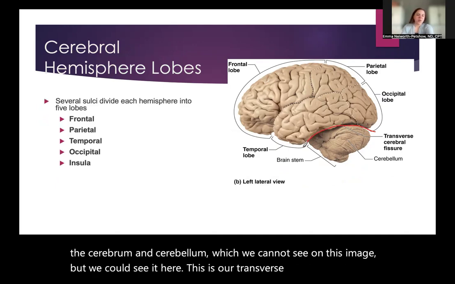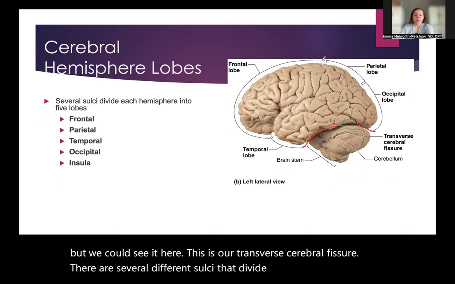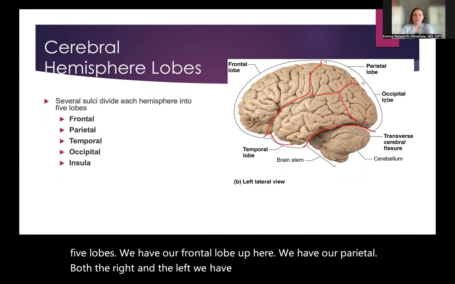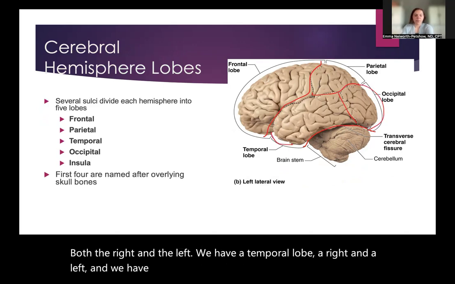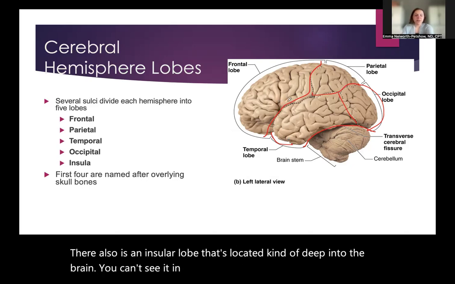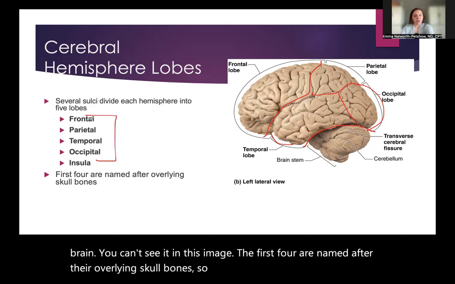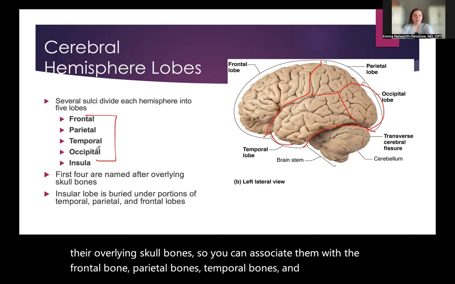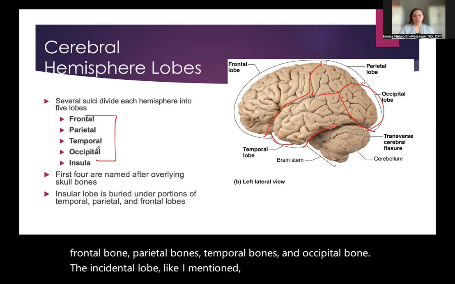There are several different sulci that divide the hemisphere into our five lobes. We have our frontal lobe up here. We have our parietal lobes, both a right and a left. We have a temporal lobe, a right and a left, and we have a singular occipital lobe. There also is an insula lobe that's located deep into the brain. You can't see it in this image. The first four are named after their overlying skull bones, so you can associate them with the frontal bone, parietal bones, temporal bones, and occipital bone. The insular lobe, like I mentioned, is buried deep to the temporal, parietal, and frontal lobe.